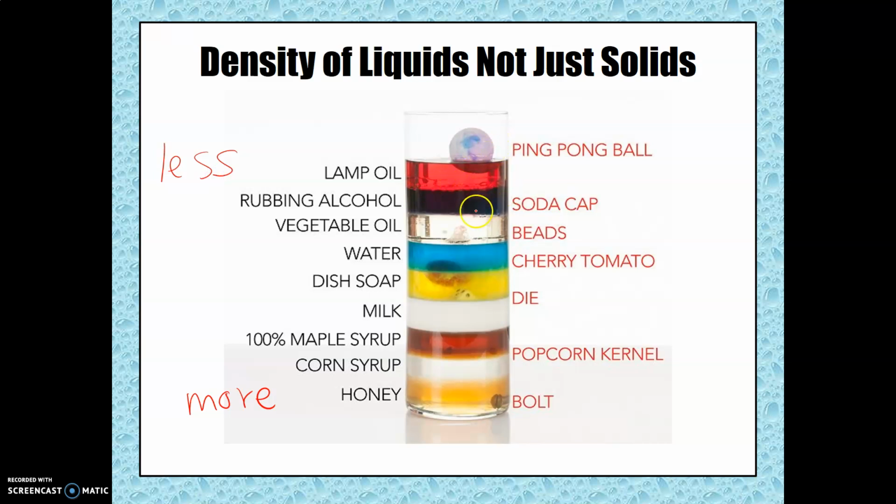And then you can actually put objects in there and see where they end up, and it will kind of tell you which one matches the density. So the bolt sinks way to the bottom because it's very dense. Popcorn kernels end up kind of having the same density as that maple syrup. A dice is kind of right in between the milk and the dish soap. So you can use this to kind of unofficially rank things based on their densities.